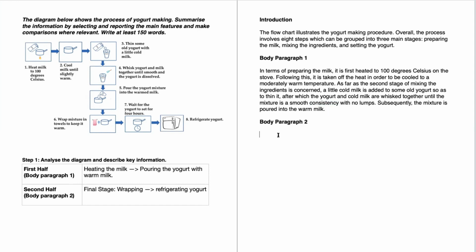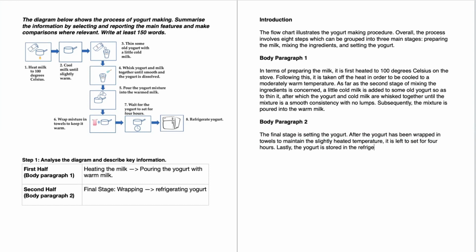Now we're going to look at body paragraph 2, which remember is the final stage. So we're going to talk about wrapping and then all the way up to refrigerating the yogurt. Final stage is setting the yogurt. Now, after the yogurt has been wrapped in towels to maintain the slightly heated temperature, it is left to set for 4 hours. Lastly, the yogurt is stored in the refrigerator to keep it cool. And there you have it.